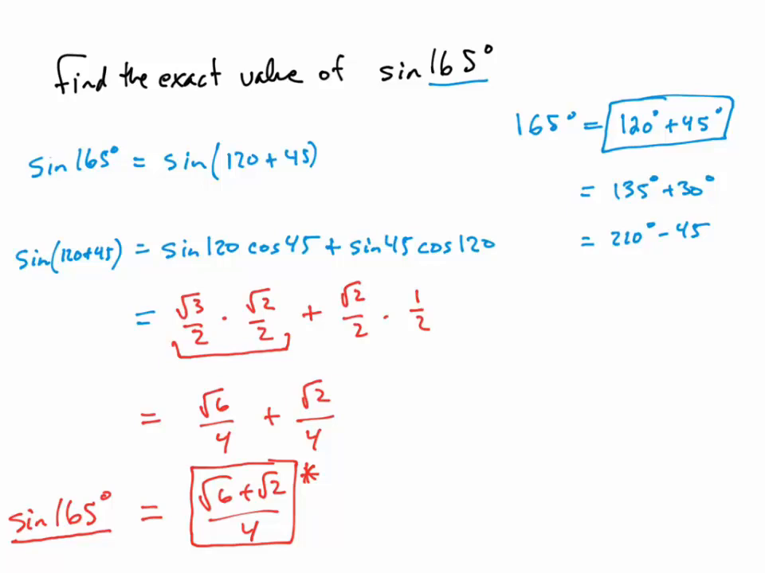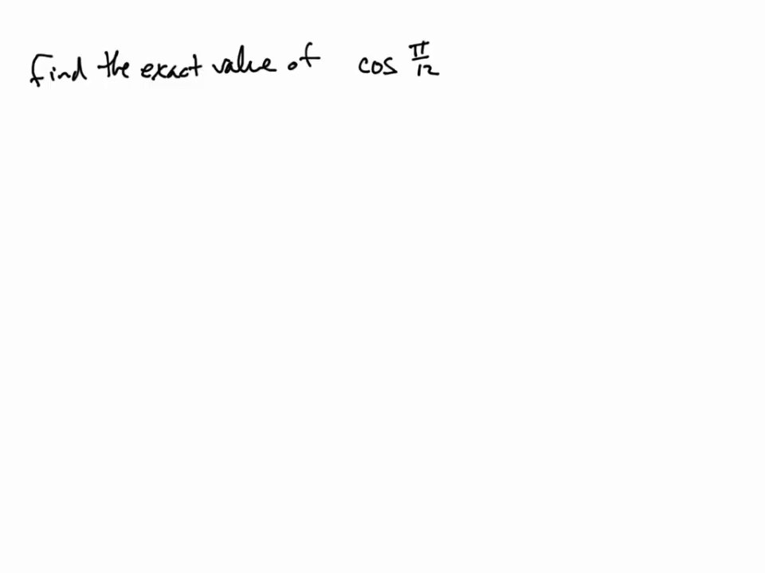Let's go on to a second example. Find the exact value of cosine pi over 12. Now again, pi over 12 is not on the unit circle. So what we need to do is find two angles that are on the unit circle that add up to pi over 12, or subtract to pi over 12.